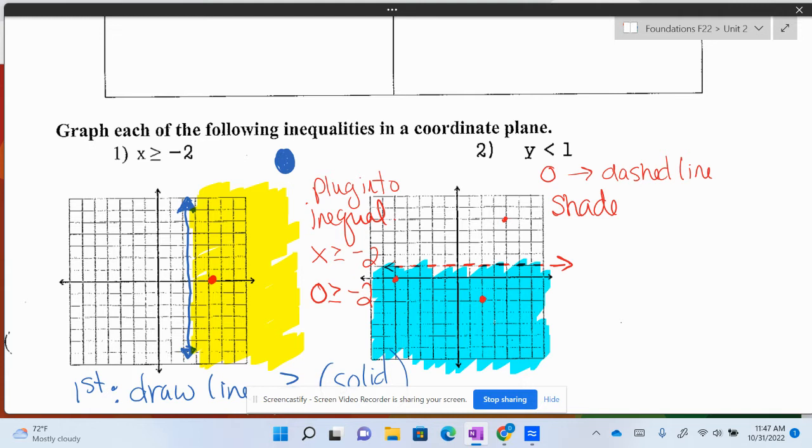Okay. Have you guys ever seen linear inequalities like this with two variables? This is all new. Yeah, all new? Okay.